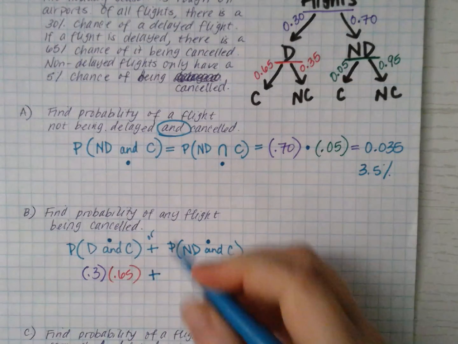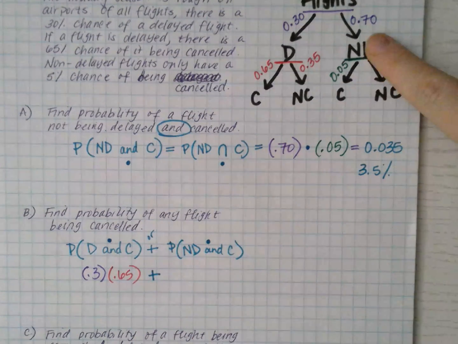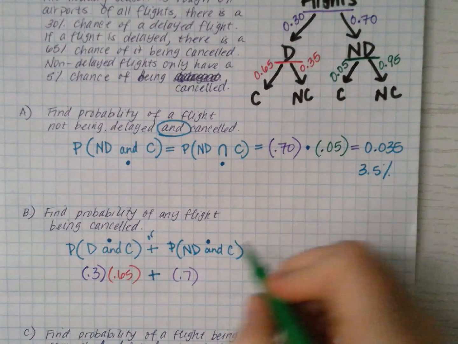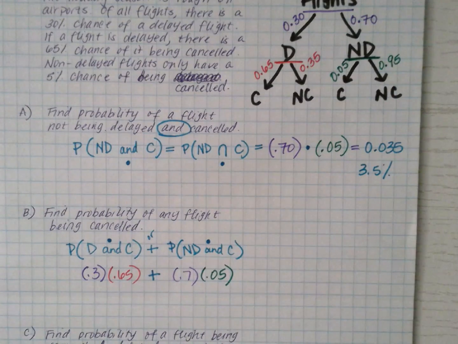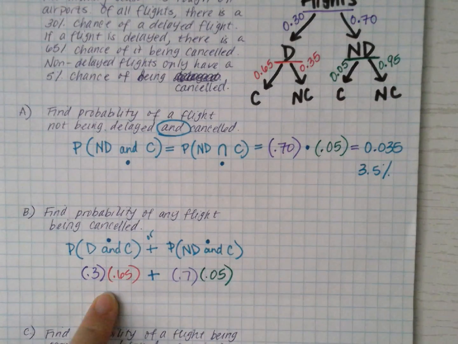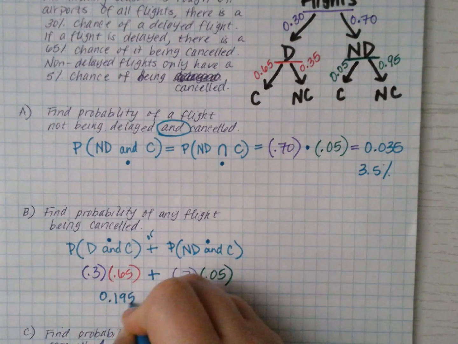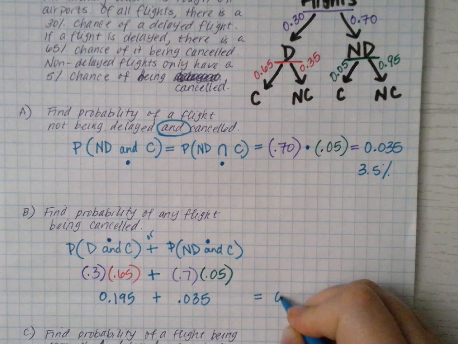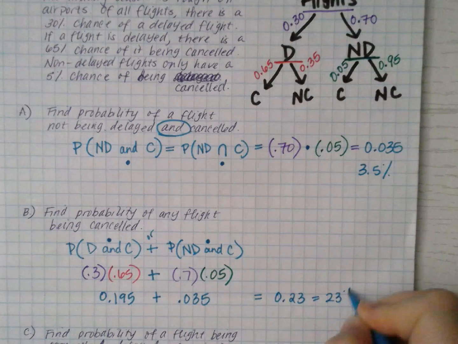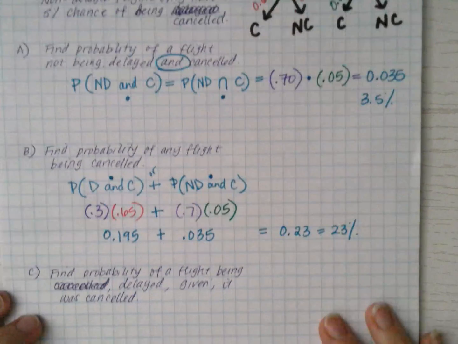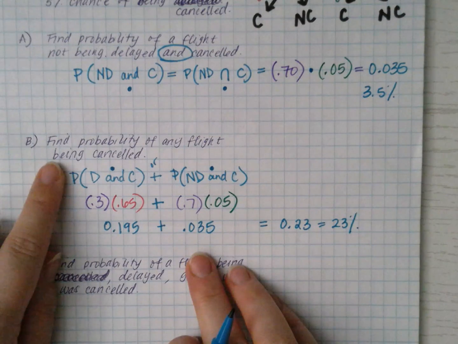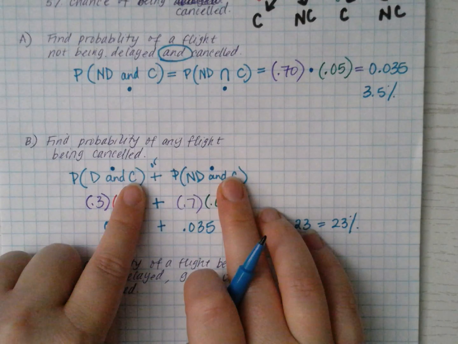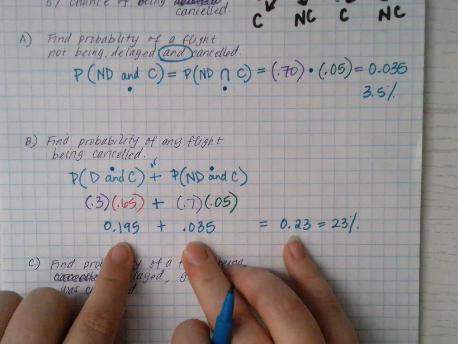Or we can have a canceled flight from no delay and cancellation, this being a 0.7 and a 0.05. Plugging these into my calculator, I would be getting the following: a 0.195 plus a 0.035, which is going to be equal to a 0.23, or also known as 23%. So that's how I would find the probability of any cancellation. I have to consider cancellation when it's delayed, as well as cancellation when it's not delayed, and putting those 2 together to find all cancellations.